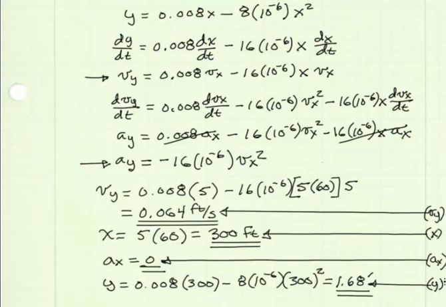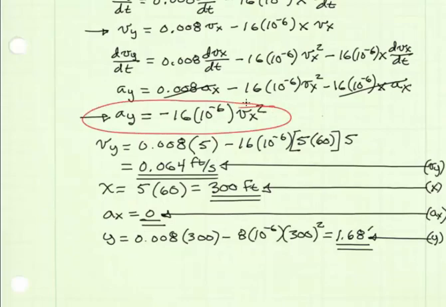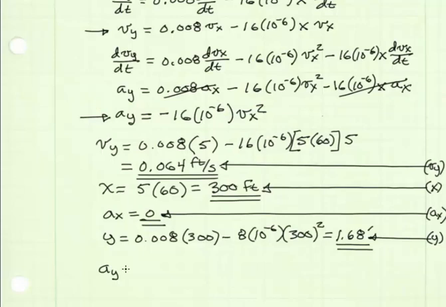Now all that's left is to find my acceleration in the y direction using this equation and plugging in what I have already solved for. Acceleration in the y is equal to minus 16 times 10 to the minus 6th times my velocity in the x direction, which is 5 feet per second squared, which will give me an acceleration in the y direction of minus 4 times 10 to the minus 4th feet per second squared.